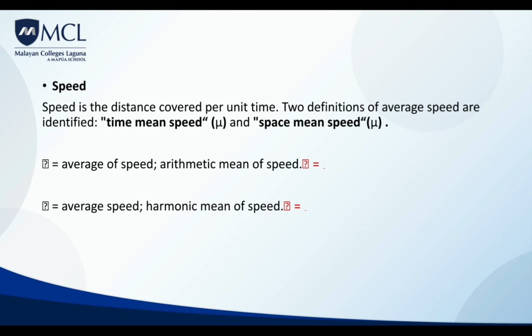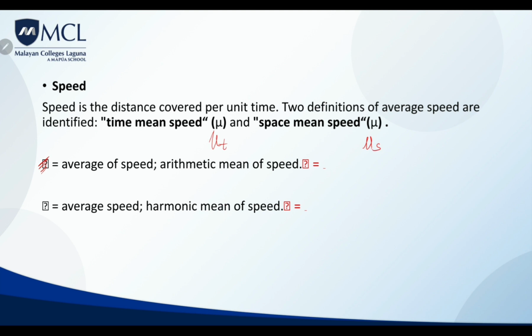Speed. Speed is the distance covered per unit time, and one cannot track the speed of every vehicle, right? So in practice, average speed is measured by sampling vehicles in a given area over a period of time. There are two definitions of average speed: the time mean speed, also known as mu sub t, and the space mean speed, also known as mu sub s.